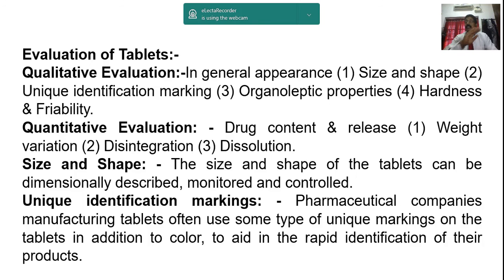After the classification of the tablet, every student should know what evaluation should be done before production of the tablets, as we want to do in-process checking and in-process evaluation. So now you can see what size and shape is. The size and shape of the tablets can be dimensionally described, monitored, and controlled. It is possible by identification, unique identification marking.